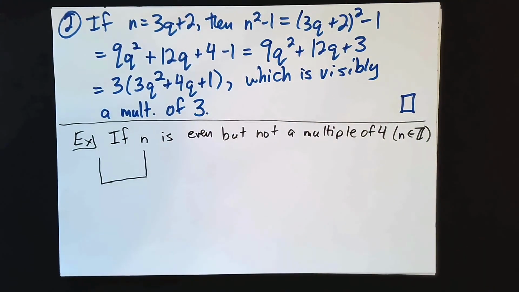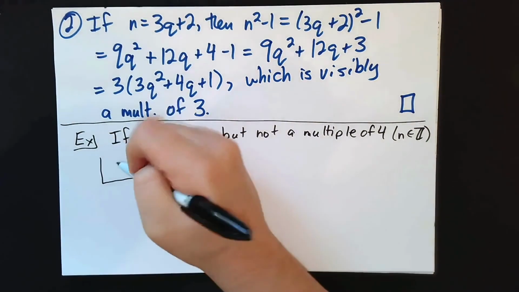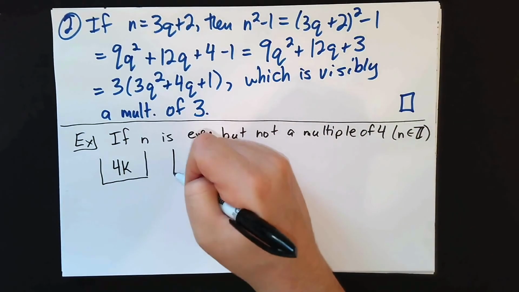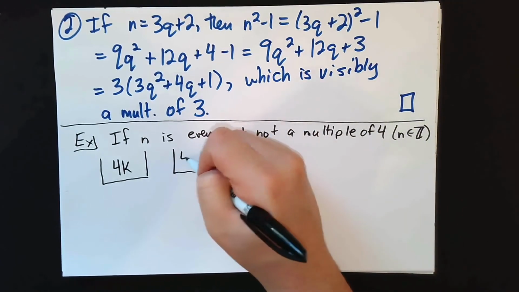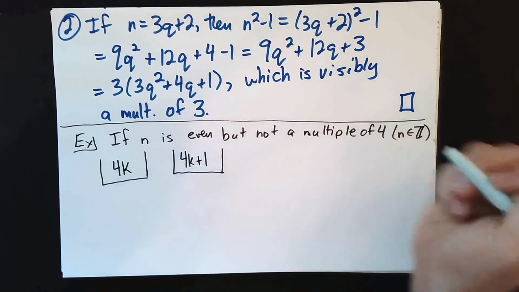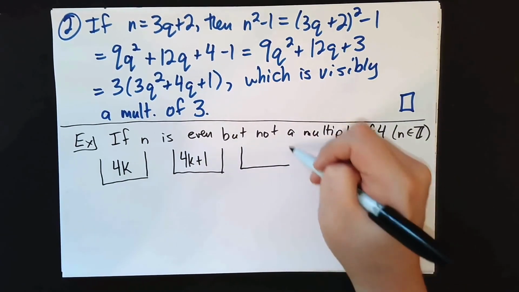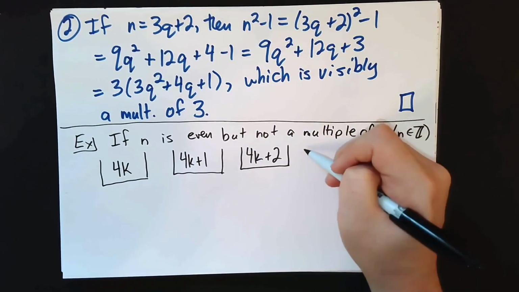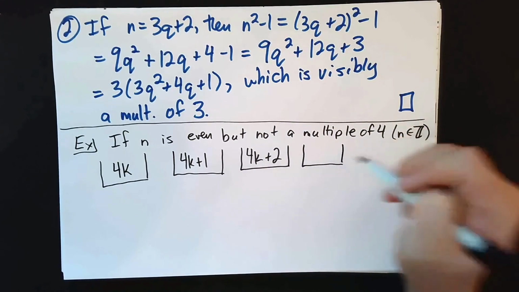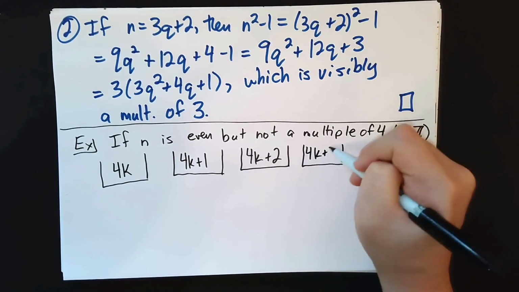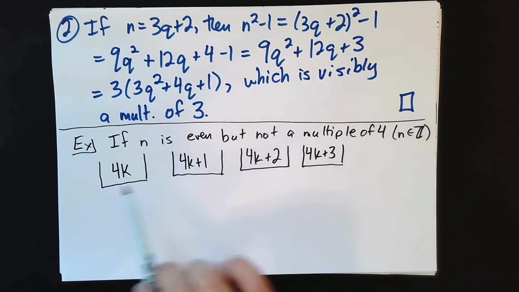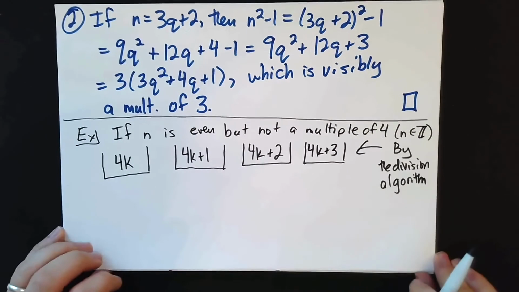Well, we're going to fall into one of 4 buckets. Either a multiple of 4, a multiple of 4 with remainder 1, a multiple of 4 with remainder 2, or a multiple of 4 with remainder 3. So here are our 4 buckets given to us by the division algorithm.